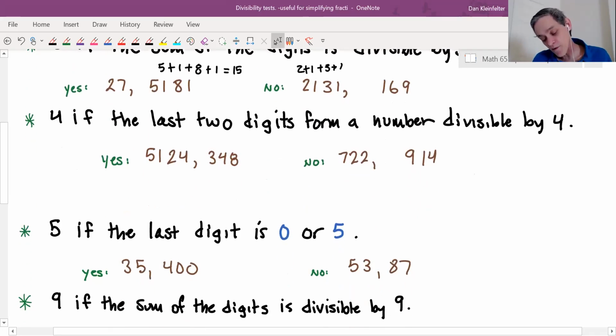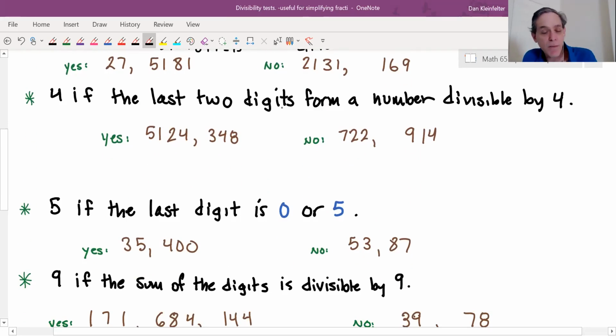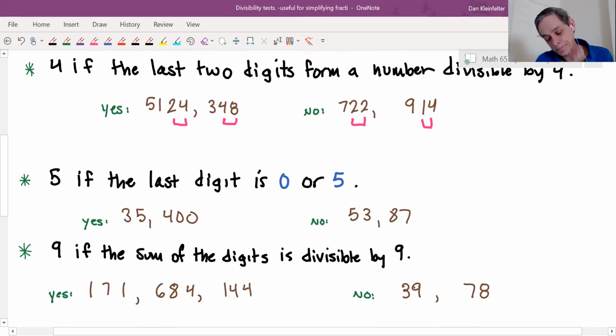Okay, for the test for 4, if the last two digits form a number that's divisible by 4, you have a number that's divisible by 4. So for example, 5,124, the last two digits are 24, and that's divisible by 4. So 5,124 is also. 348, the last two digits are 48, so 348 is divisible by 4. For 722, 22 is not divisible by 4, so 722 is not. For 914, 14 is not divisible by 4, so 914 will not be.